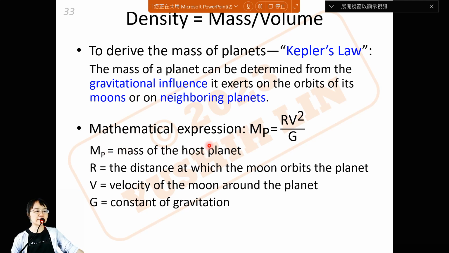MP is the mass of the host planet, in this case, our Earth. R is the distance at which the moon orbits the planet. The Earth-Moon distance is R. V is the velocity of the moon around the planet. And G is the constant of gravitation. So using that, he can estimate the mass. The planets, we can see them. I mean, in the solar system, we can see them. So it's relatively easy to estimate their volume.